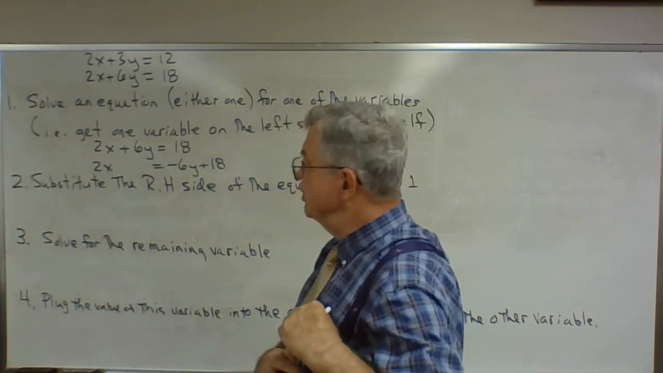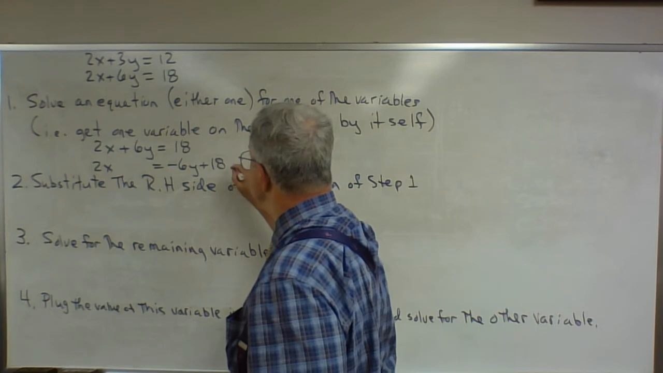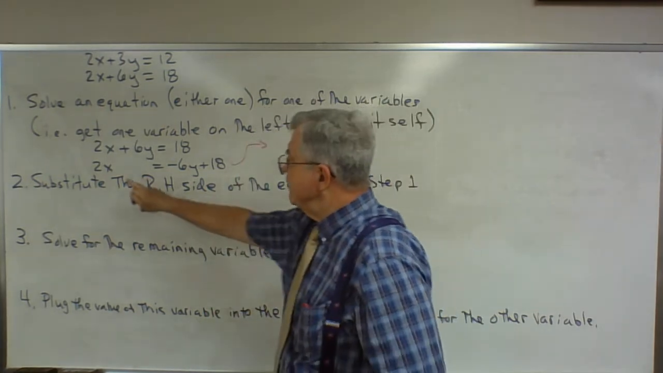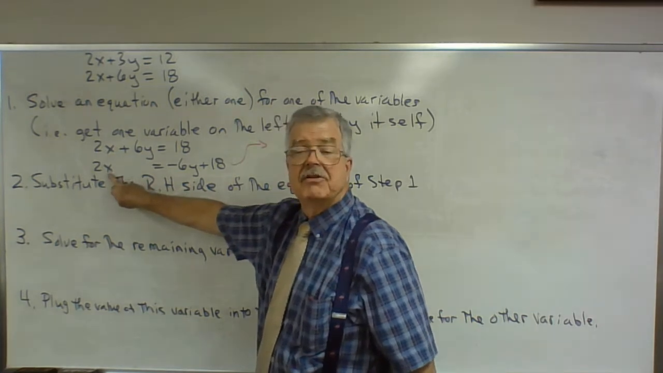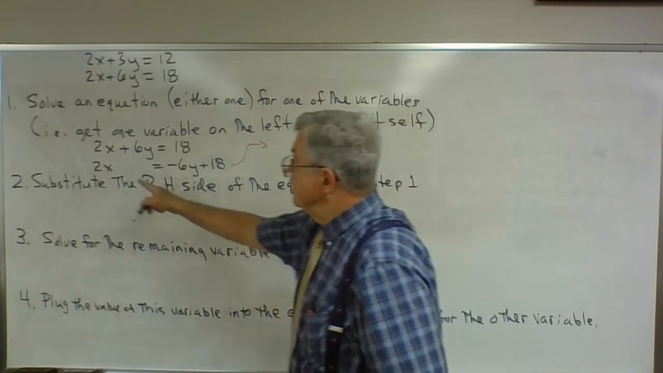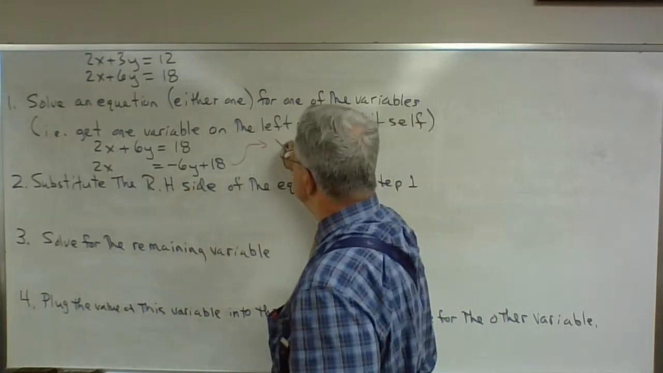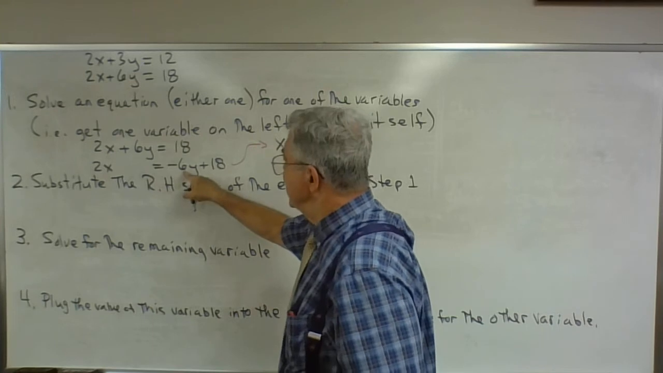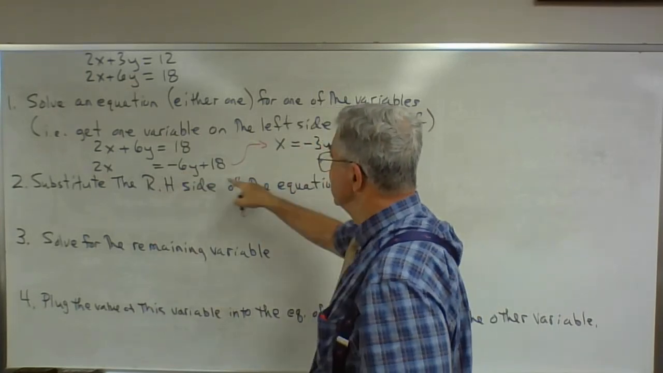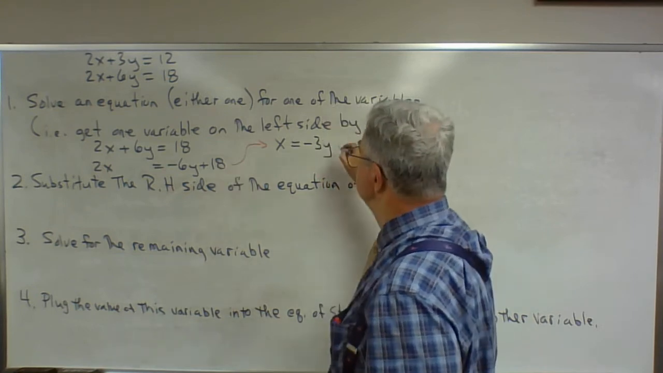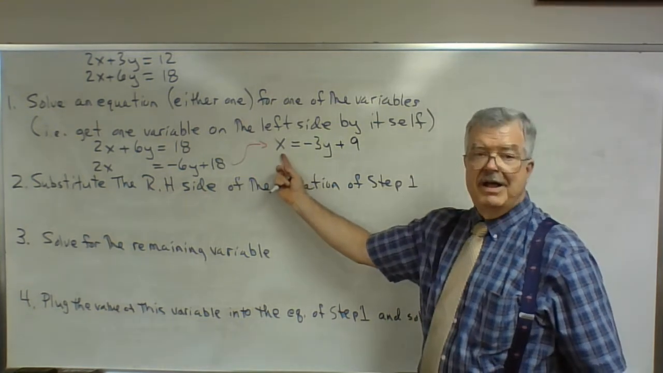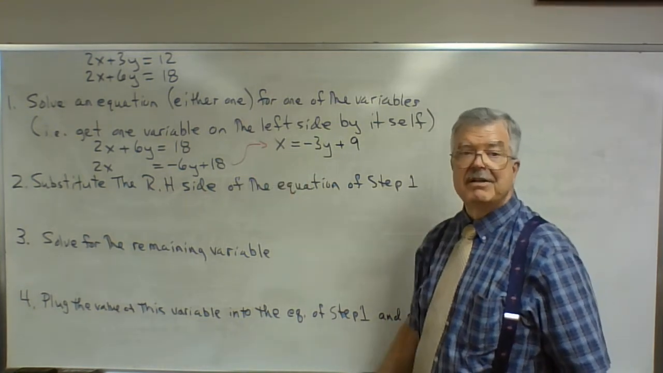So what I'm going to do is continue with this equation. What do I have to do to make this just plain old x? Divide both sides by 2, right? 2x divided by 2 is just x. Negative 6y divided by 2 is negative 3y. 18 divided by 2 is 9. Okay, now I got that variable on the left by itself.